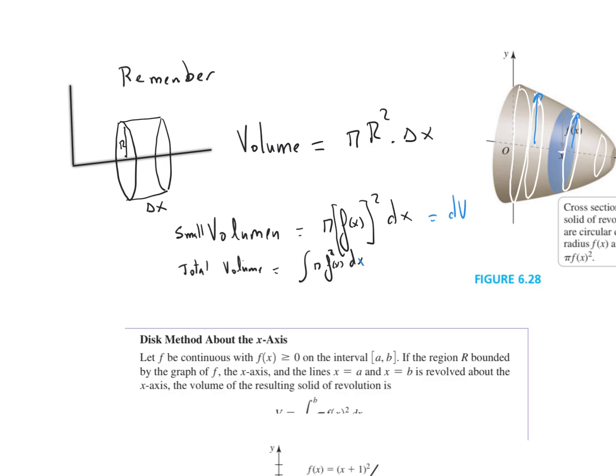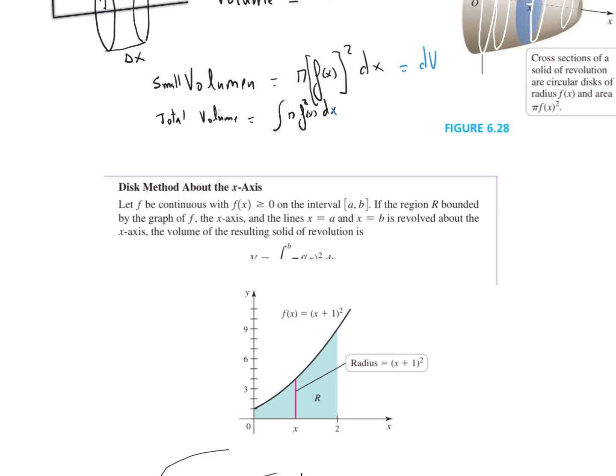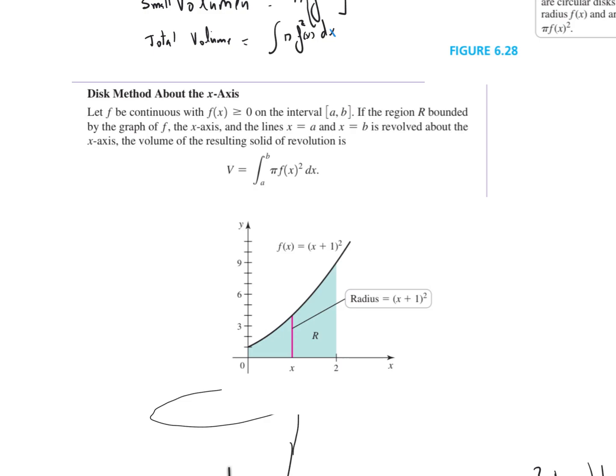So this is the disk method, and if you go to your textbook, you will find what it says. The disk method about the x-axis says: let f be a continuous function, let f of x be positive. Why should f of x be positive? Well, volumes are positive. So f of x has to be positive, and dx has to be positive also. You are moving to the right. In this way, you are summing positive numbers. So the total volume will be positive. None of the terms will be negative.